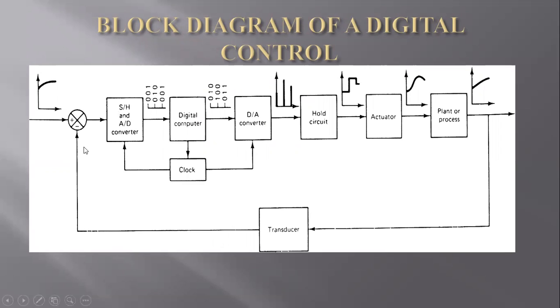system. The block diagram of a digital control system has a sample and hold circuit with an A to D converter. It has a digital computer, a D to A converter, a hold circuit, actuator, a plant or the process, and a transducer. So this is the basic block diagram of a digital control system. Now let's see how all these blocks function and what is the importance of each of the blocks and the function of each of the blocks.